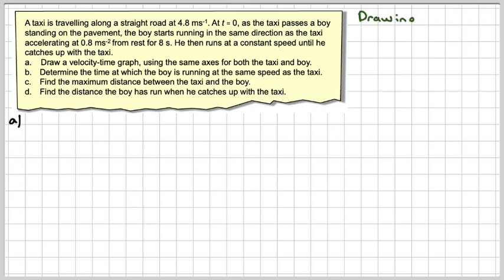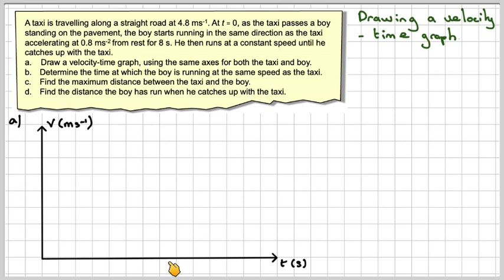Okay, so part A, we've got to draw a velocity time graph. So we need a horizontal axis for time, a vertical axis for velocity, the units there, seconds and meters per second. Now, we'll start with the taxi. The taxi just moves at a constant velocity of 4.8, so that will just be a horizontal line like that. We'll mark on 8 seconds because the boy is accelerating for the first 8 seconds.